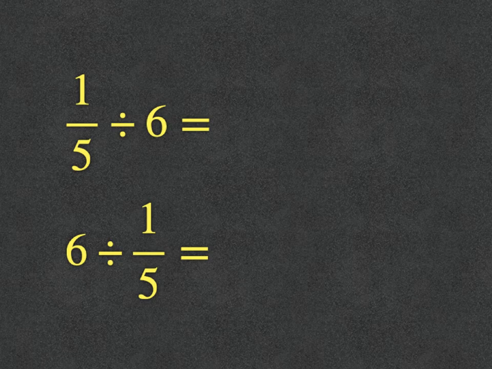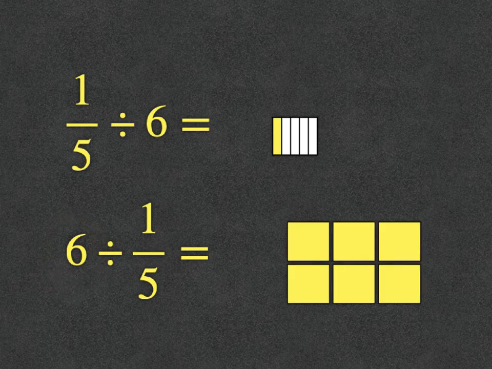In 1/5 divided by 6, we are starting with 1/5 of a whole. That's less than 1 whole being divided into 6 pieces. If we were to take 6 and divide it by 1/5, we would be starting with 6 whole pieces. That is another type of problem, leading to another type of answer for another type of day.